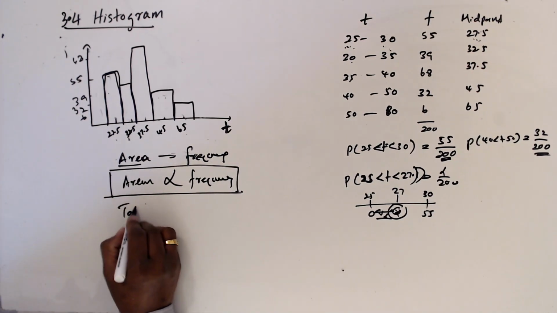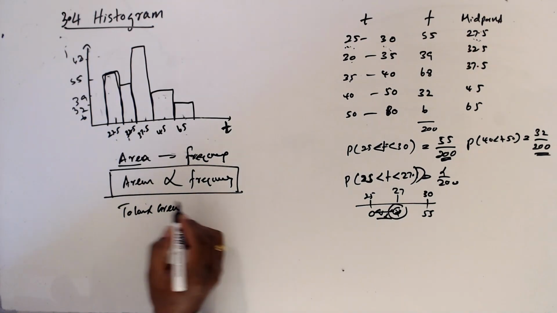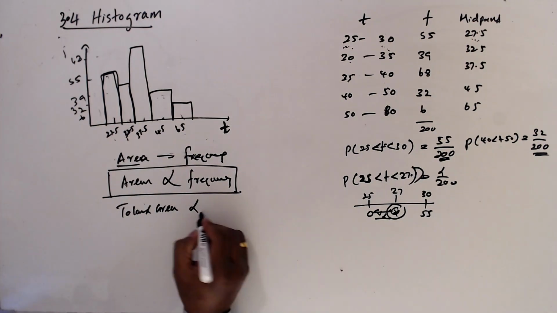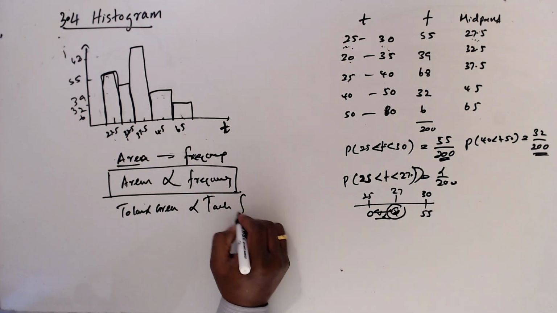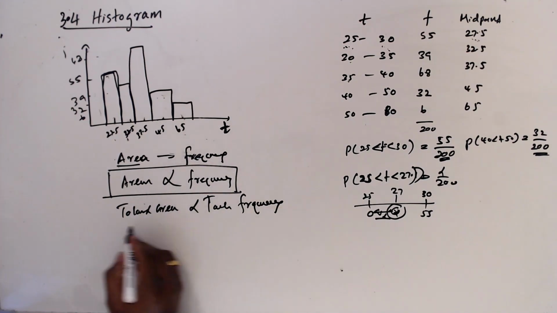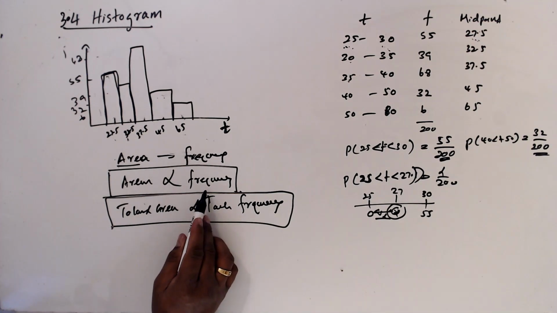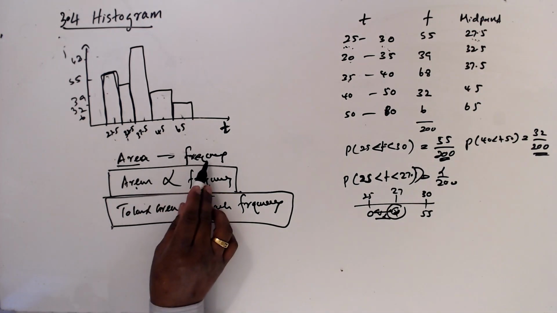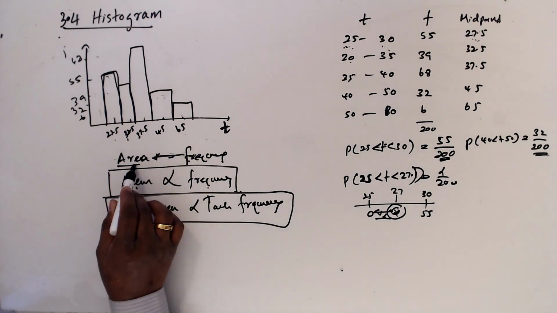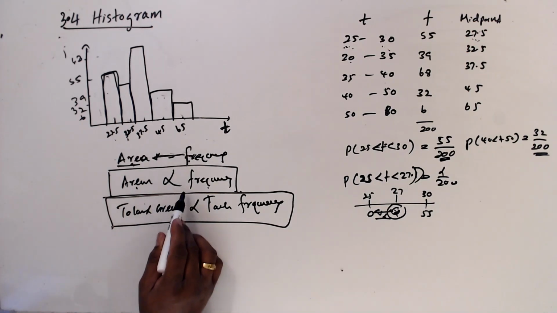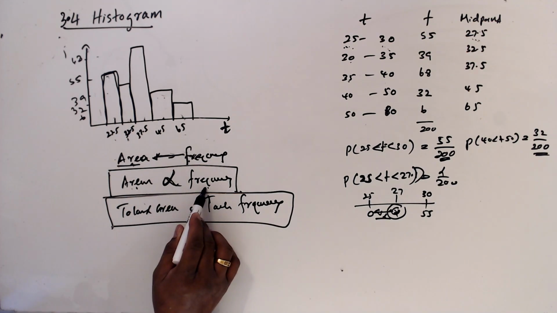It means the total area has to be proportional to the total frequency. If we want to represent frequency from an area, then it should follow this rule: area should be proportional to frequency.